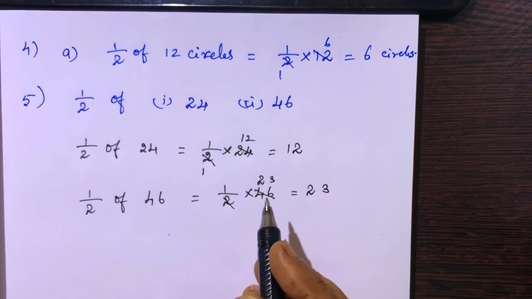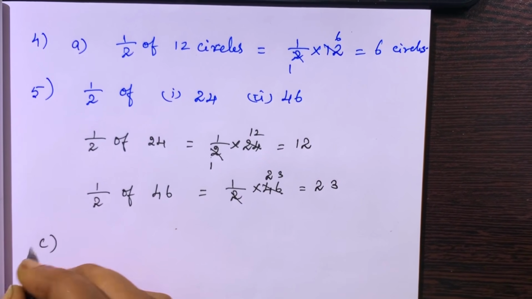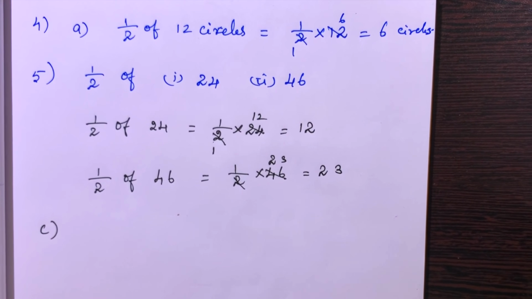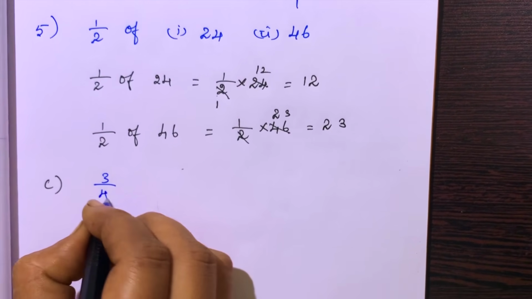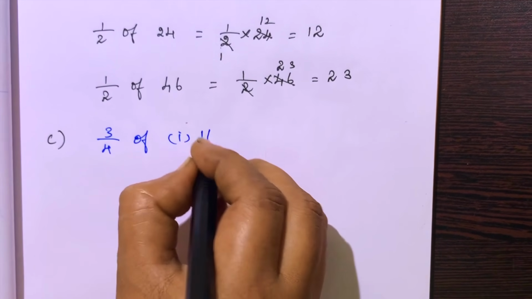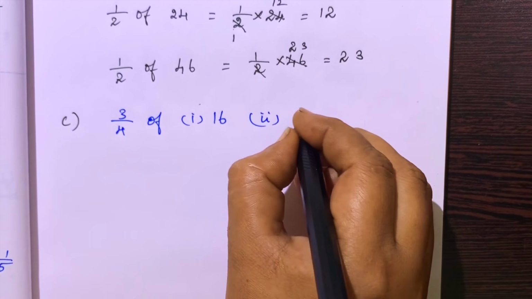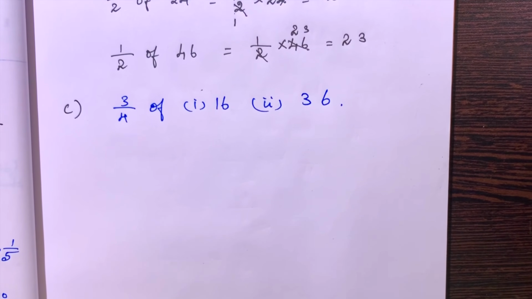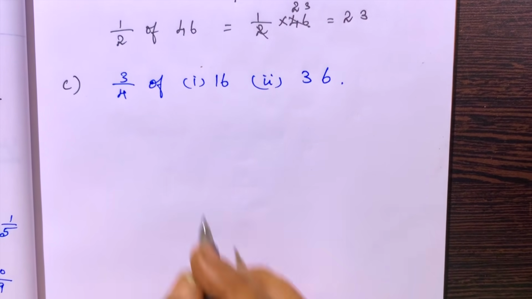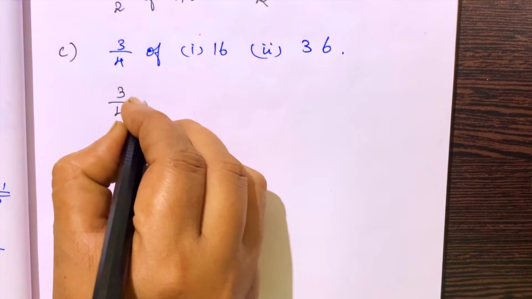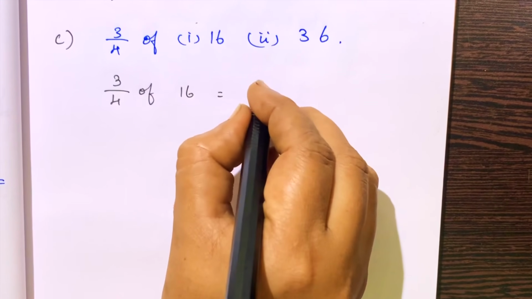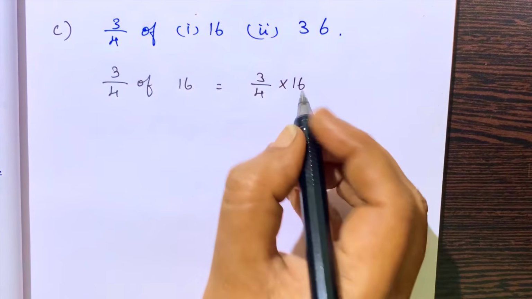Now here the C sum also I will do for you. C sum, they have given 3 by 4 of 16 and 3 by 4 of 36. So 3 by 4 of 16 means 3 by 4 into 16.